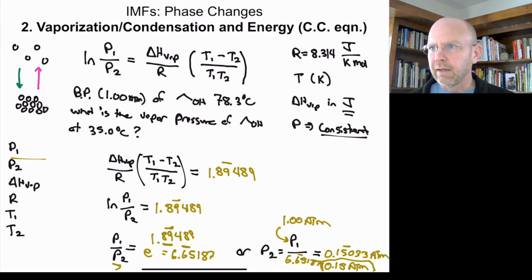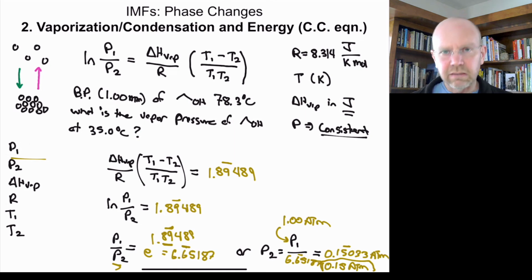If this liquid, ethanol, boils at 78 degrees, that means at 78 degrees it's going to have a vapor pressure of 1 atmosphere. And if we decrease the temperature, we expect the pressure also to go down. So if we move the temperature down to 35 degrees C, we expect a lower pressure, and indeed we see a lower pressure. P2, as it turns out, is 0.15 atmospheres with sig figs.